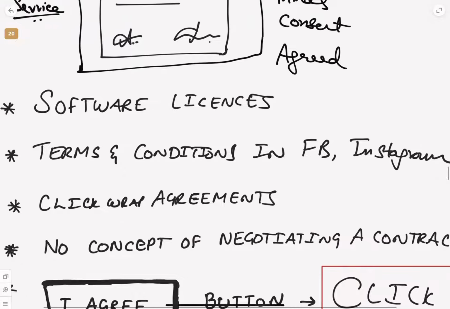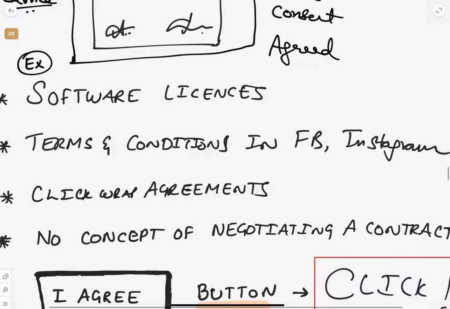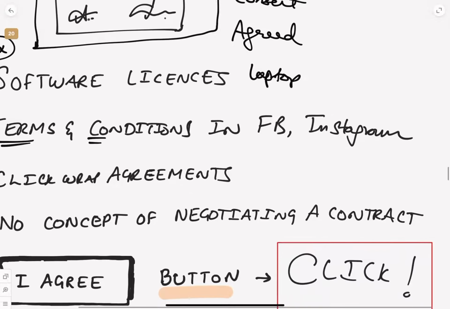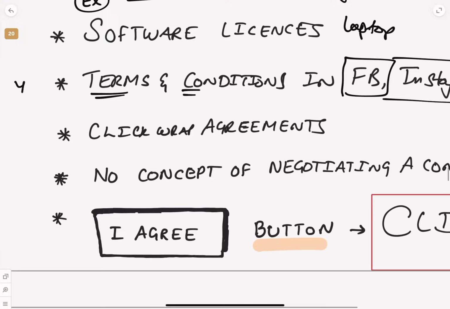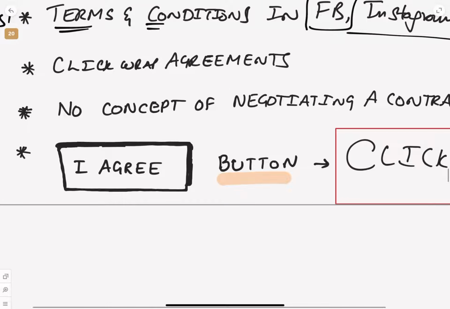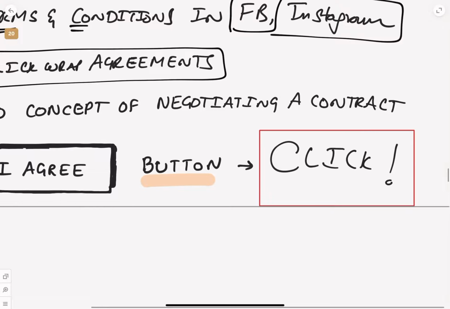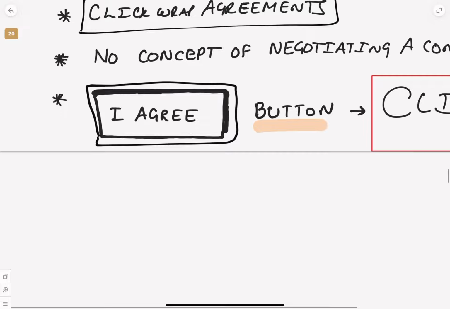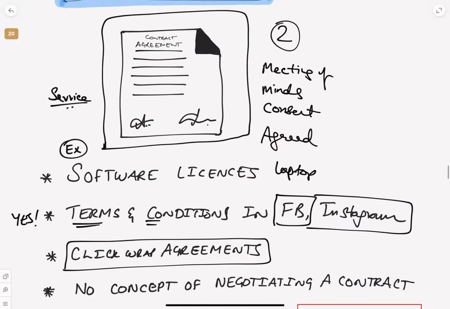In a standard contract, the example is software licenses. Have you seen, when you're using any software, even on your computer or laptop, there will be some terms and conditions? Even in Facebook, Instagram, when you first join, do you agree to the terms and conditions? You would have said yes actually. Without your knowledge, you would have clicked it. We call it click wrap agreements. Here there is no concept of negotiating, because one party is asking, do you agree? There will be a button, correct? You have to click on that button, and then you are agreeing to the standard contract.